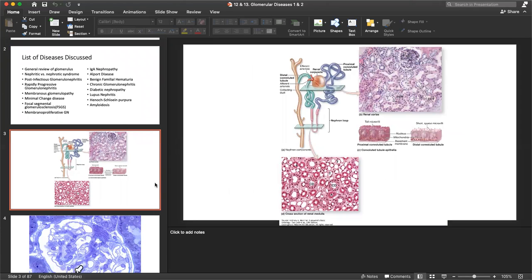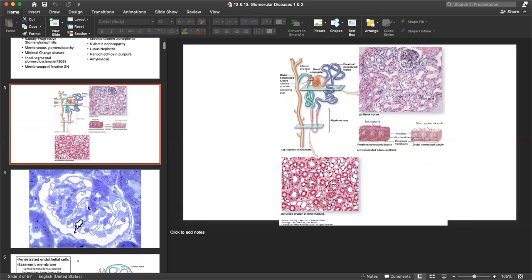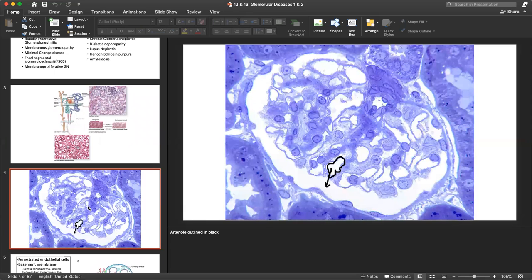So here's our nephrons, and so we've got our collecting duct. This is our renal medulla, and here's our renal cortex. So you can see the distal convoluted tubules versus the more pink proximal. Right here is going to be an arteriole outline.